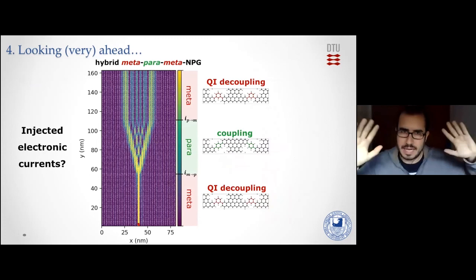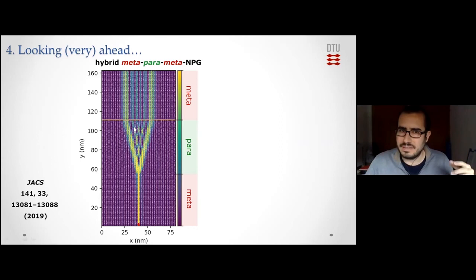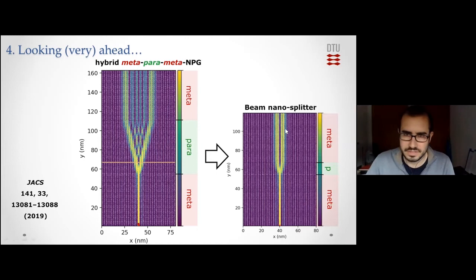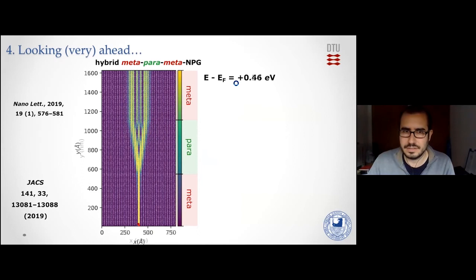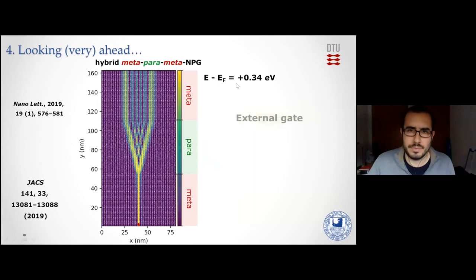This thing, of course, is highly tunable. If you make the middle para MPG module smaller, you get a different pattern. So for instance, this kind of thing could be understood as a beam nanosplitter. And also because the Talbot interference angle depends on the energy, if you change the injection energy with respect to the Fermi level, you can confine these currents more or less. And this could be done externally with an external gate. Okay, so that's kind of it.